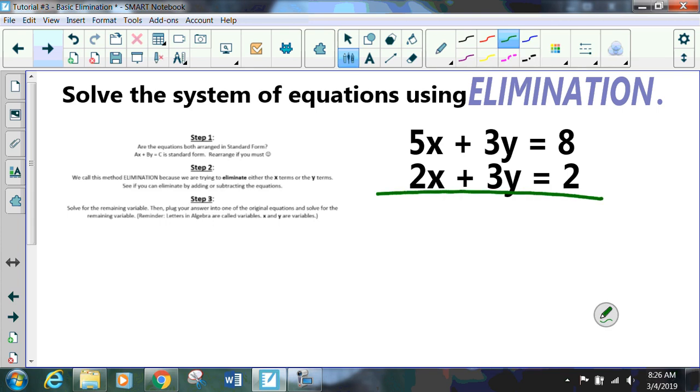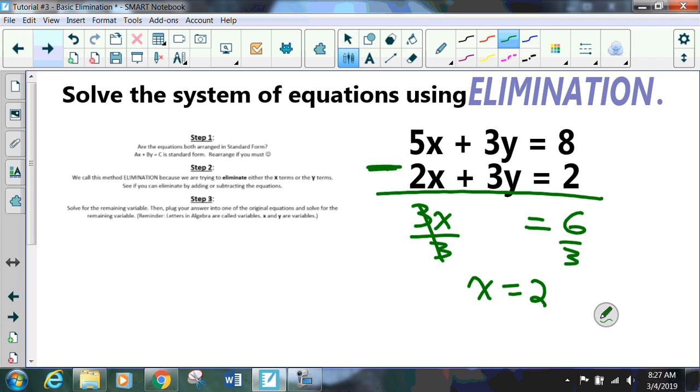Now, the big deal with subtraction is we're going to have to remember with each term, we are subtracting. So I'm going to say 5x minus 2x is 3x. 3y minus 3y, that's right, it's gone. I'm not going to write anything. I'm going to bring down the equal, and I'm going to remember 8 minus 2 is 6. Kind of like this method, don't you? All right, so x is equal to 2.